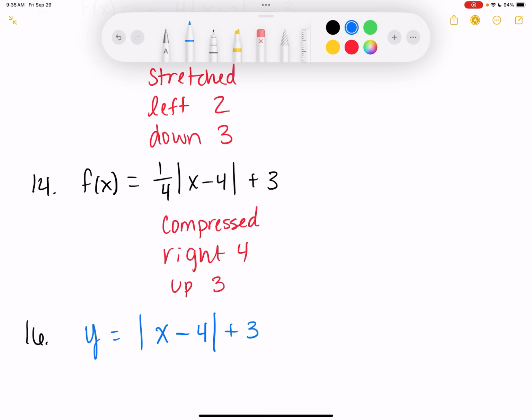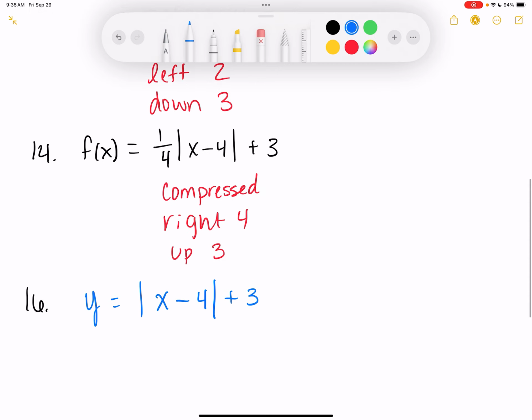Which point is it? The vertex. The part where it goes down. So with those ones, you just have to look at it and write your own equation, basically. Okay, this is pretty simple.